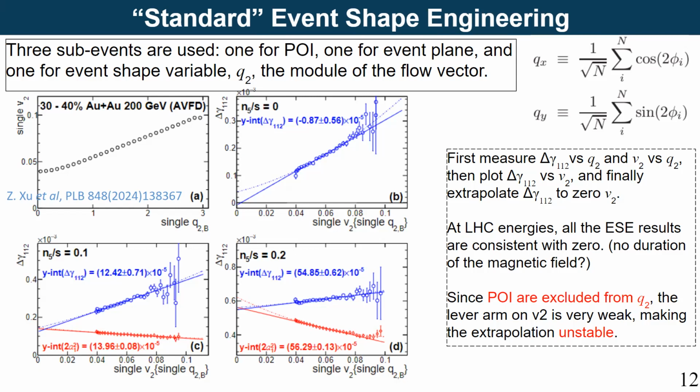What are the red and blue here? The blue is the observable of delta gamma, and the red is the true signal. Because this is a simulation, we know what the true signal is.